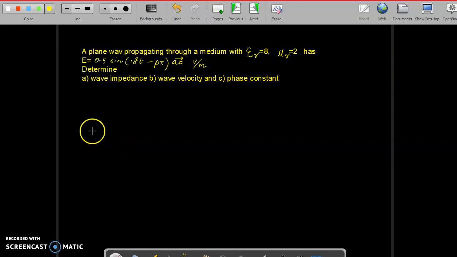So this kind of question we can expect in the end semester examination. Here the relative permeability and permittivity of the medium is given, epsilon r and mu r is given, and the field intensity of the plane wave is also given. So let us write down here the given data.